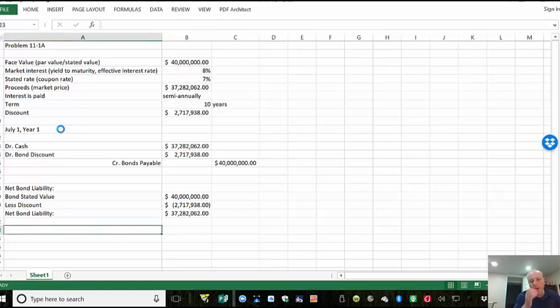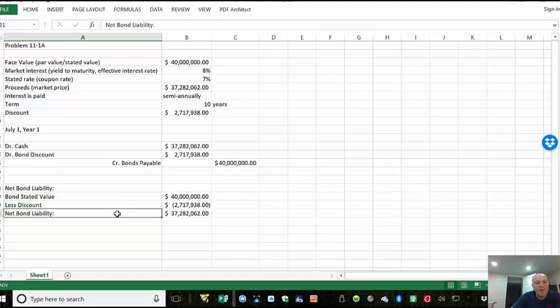GAAP requires usage of the effective interest method. Over time, the bond's net liability of 37,282,062 should be brought up to 40 million. How do you do that? You do it by amortizing the discount. The effective interest rate method is what GAAP requires, but we don't cover it in this class. So we're going to use a shortcut called straight line discount or premium amortization. We're going to do a premium problem later.